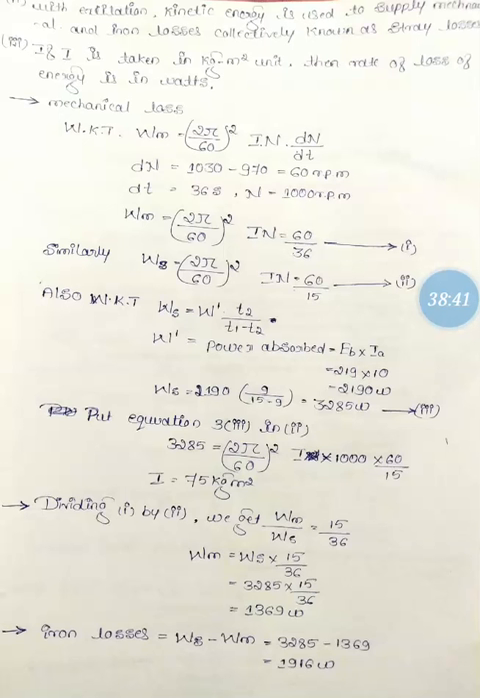Then again T1 with the 15 second, then we'll get the stray loss as 3285 watt. Call this equation number 3. Put equation 3 in equation number 2. That means here we calculated the stray loss in equation number 3, so substitute that in equation number 2 in place of stray loss. Then we'll get the inertia, that is I is equal to 75 kg meter square.